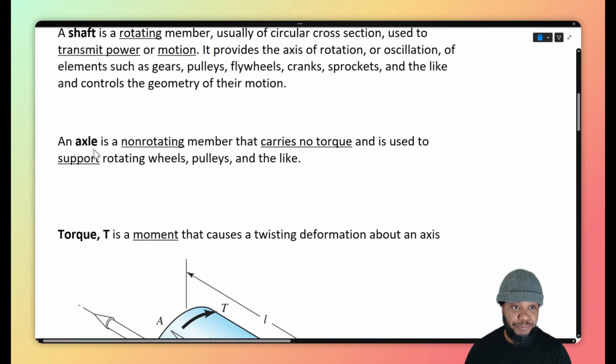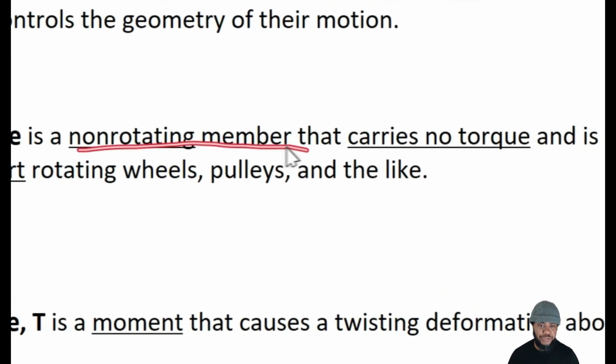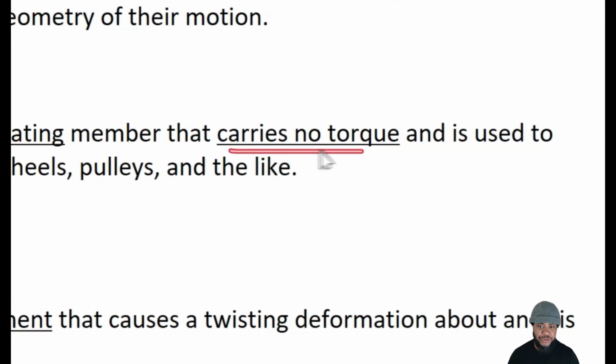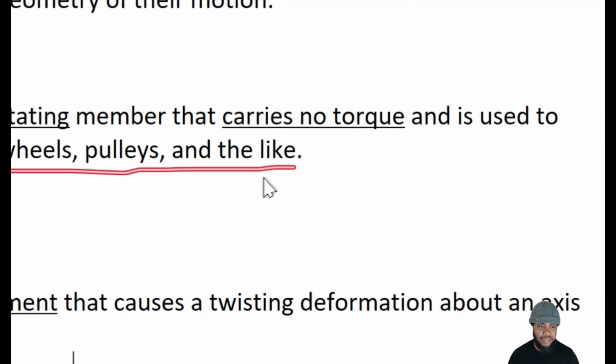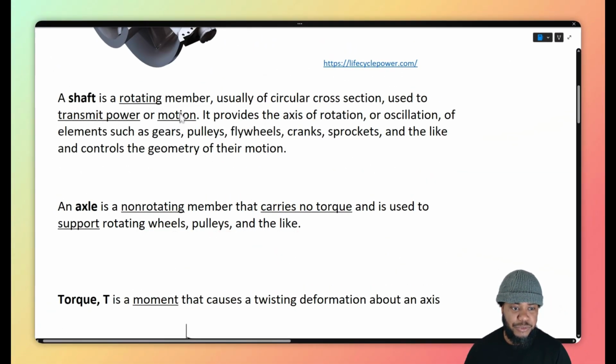Now, an axle is a non-rotating member that carries no torque and is used to support rotating wheels, pulleys, and the like. So shafts are rotating and axles are non-rotating.